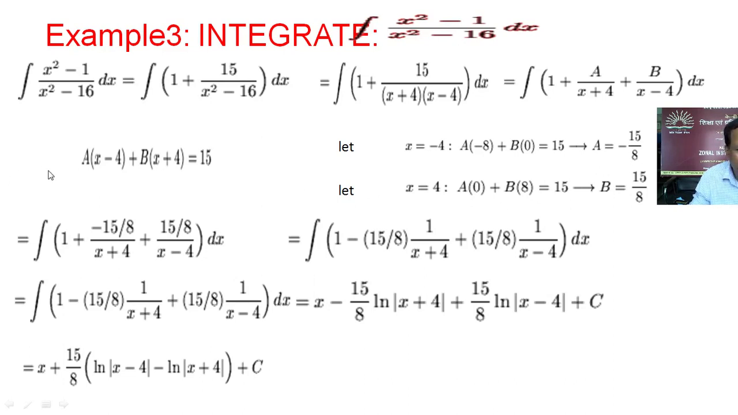Similarly, putting x is equal to 4, this quantity is vanished. So it is b into 4 plus 4. That means 8b is equal to 15. b becomes 15 by 8.